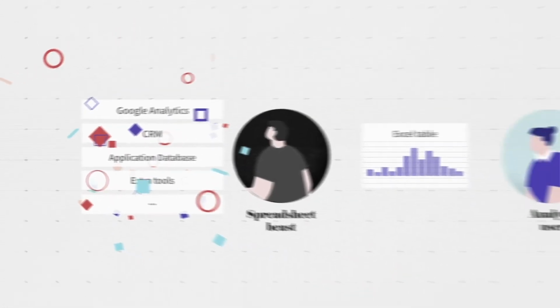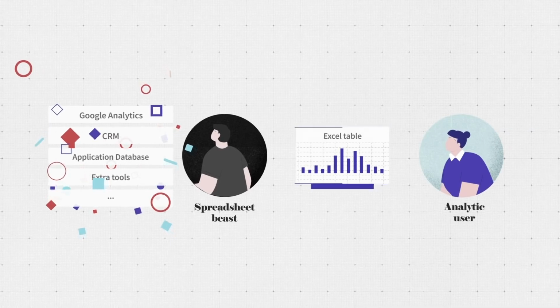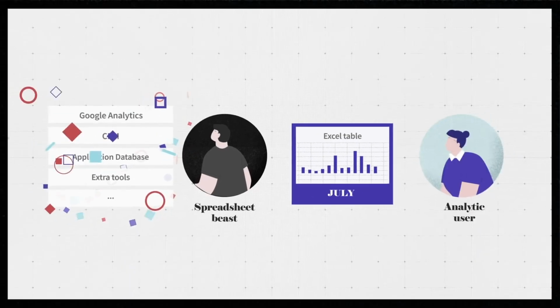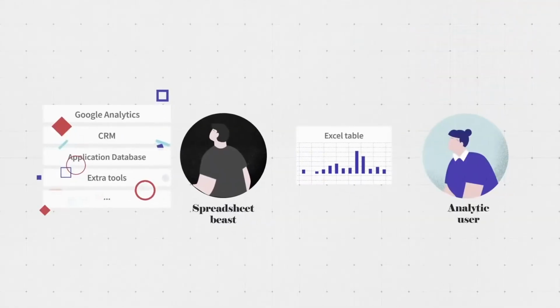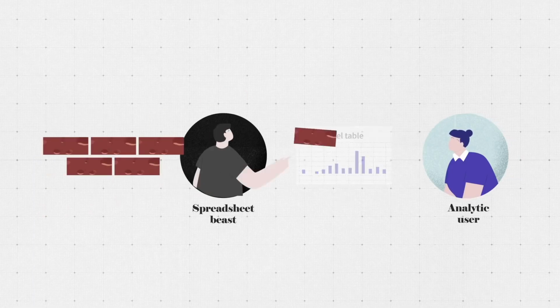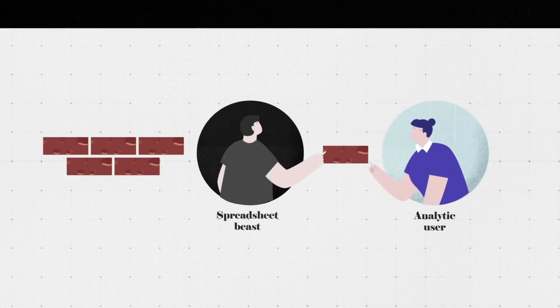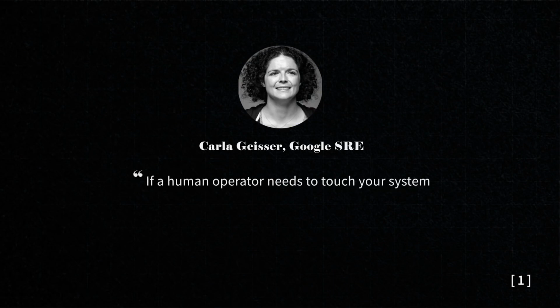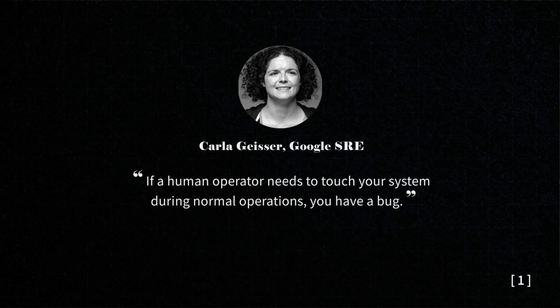And of course, you have to track dynamics and revisit the same metric over and over again to see how it changes month after month. It's so 90s. The days of the analytics guy start resembling the routine of a person passing bricks one at a time. There's a good quote by Carla Geiser from Google. If a human operator needs to touch your system during normal operations, you have a bug.